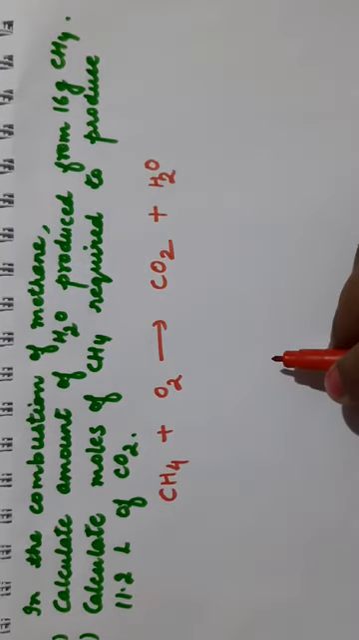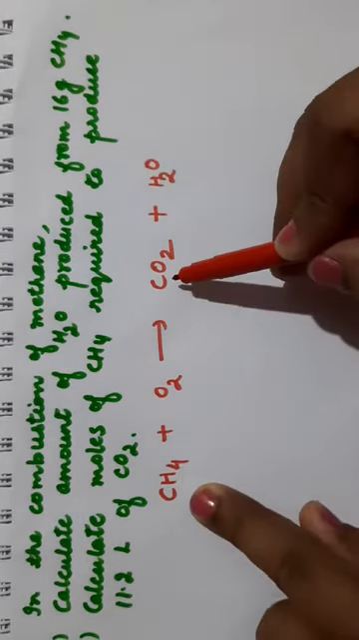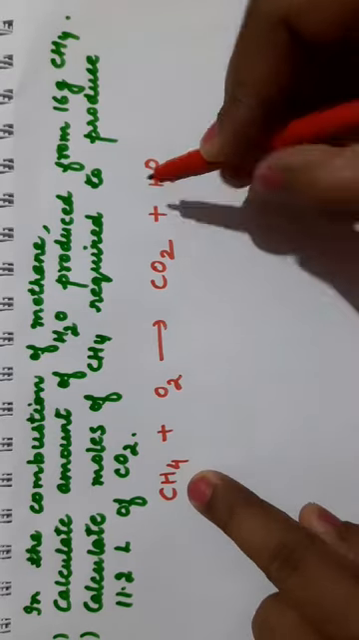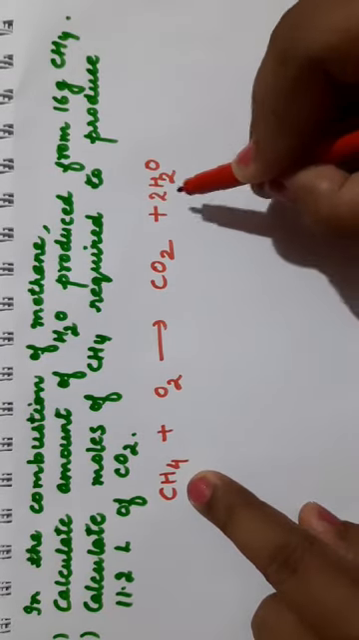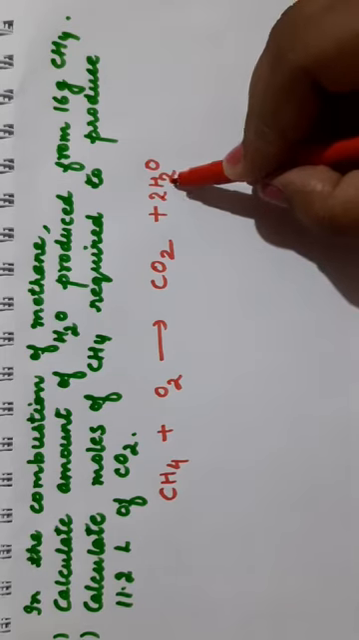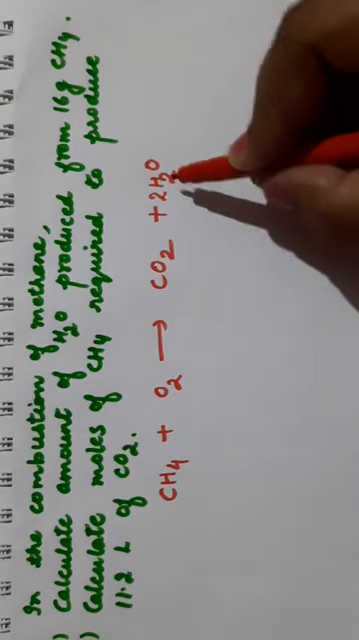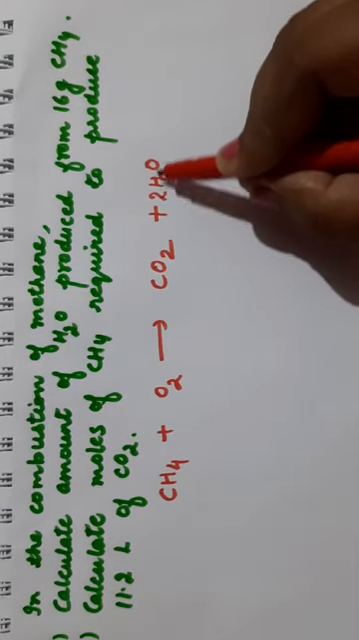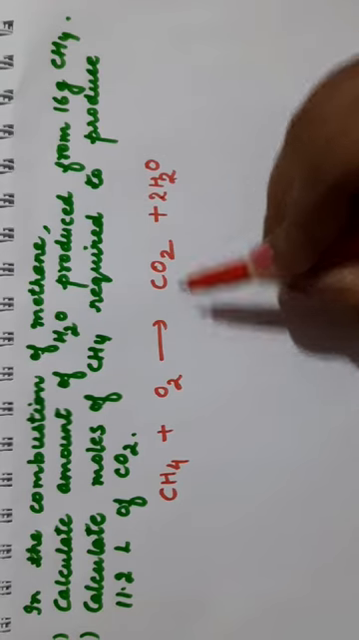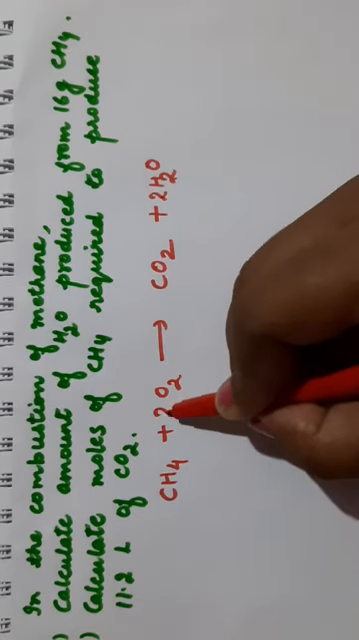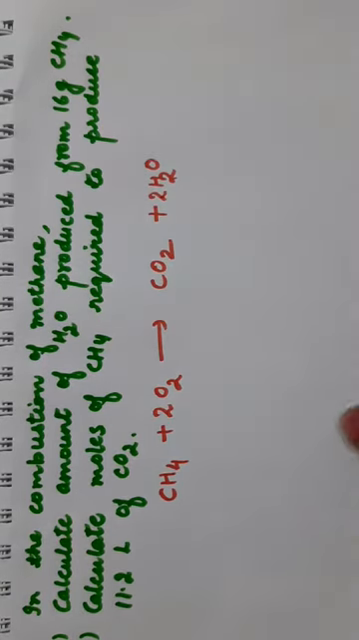Now balance this reaction. See, there is 1 carbon on both sides. Hydrogen, 4 are there, so here we will multiply by 2. 2 into 2 is 4, so the hydrogen is balanced. Now we will check oxygen. 2 oxygen plus 2 is 4. Here only 2 are there. So we will multiply here by 2. So this is the balanced chemical equation.